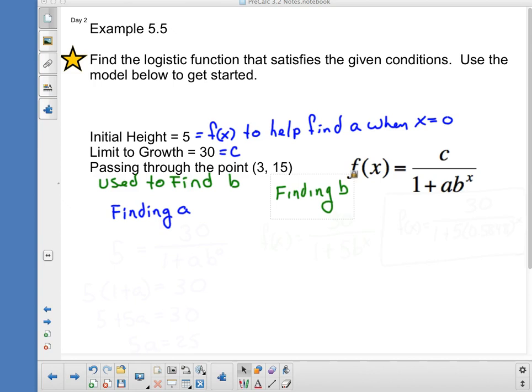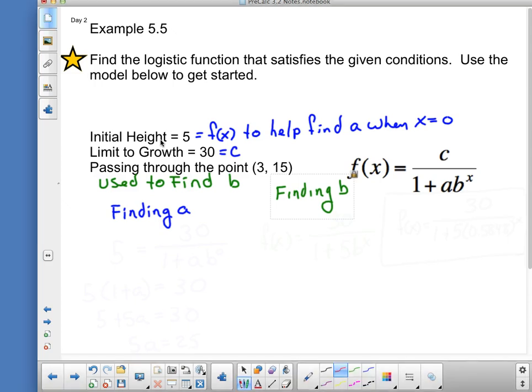Find the logistic function that satisfies the given condition. Use the model below to get started. But now here's the deal. This is the thing I get a kick out of. We just grab this model, and I say initial height. Yet we don't know what the model's from, so I don't want to talk about it as initial height. Let's just talk about this as initial value, okay? Because that should save some stuff.